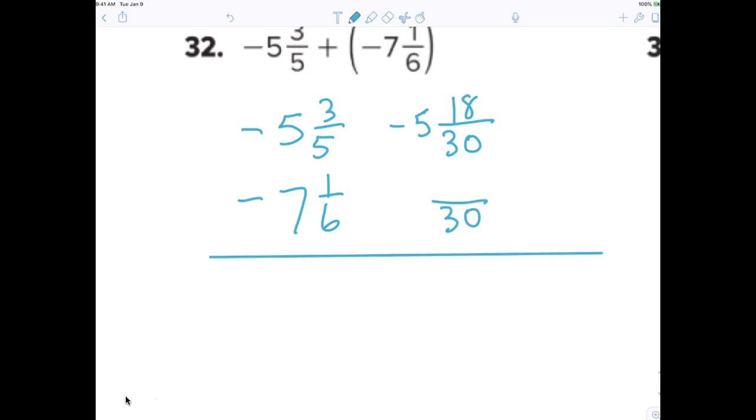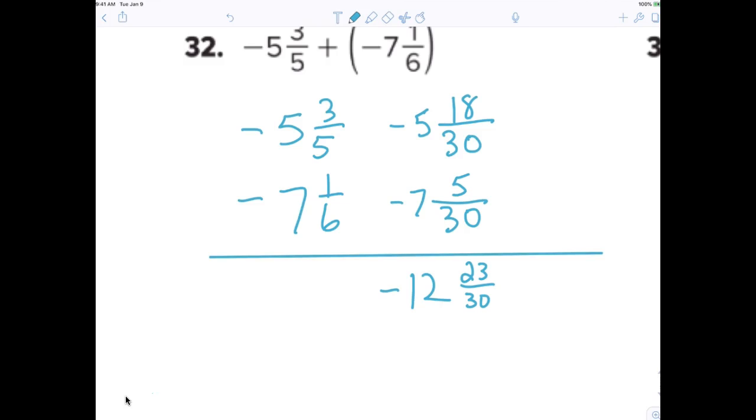And then the other is 7 and 5 over 30. So now you end up with 12, what type of 12? Positive 12. What type of 12? Oh, no, negative 12. And negative 12 and 23 over 30. Beautiful. Negative 12 and 23 over 30. Feels good. Okay?